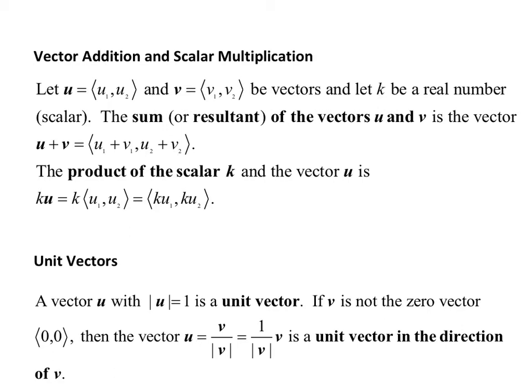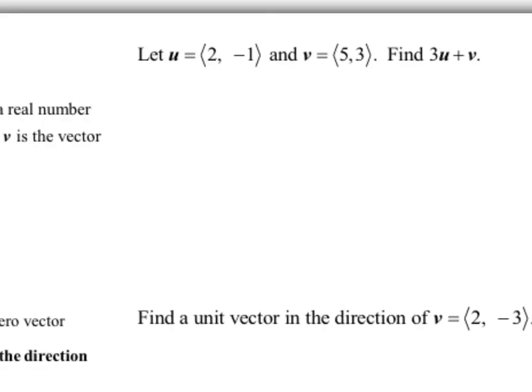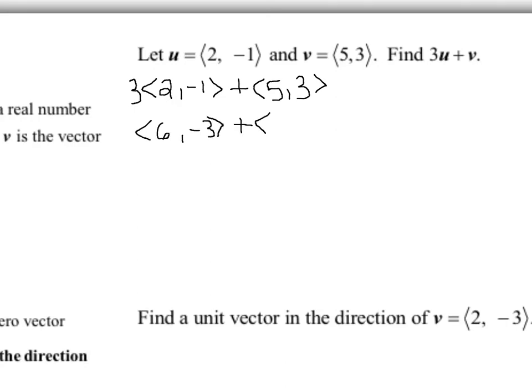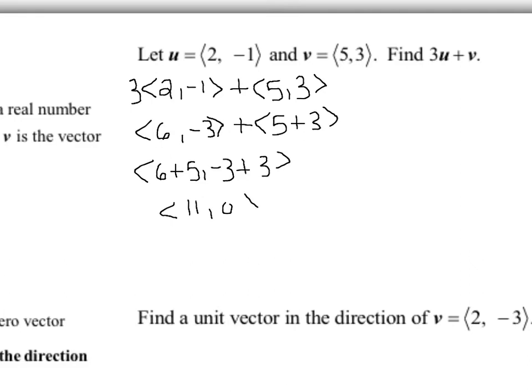So let's take a look at this. Let U be <2, negative 1> and V be <5, 3>. Find 3U plus V. So if I set this up, I have 3 times vector U plus vector V. So that would be <6, negative 3> plus <5, 3>. And then this would be <6 plus 5, negative 3 plus 3>. So we have <11, 0>. Okay? So that's how we do those.